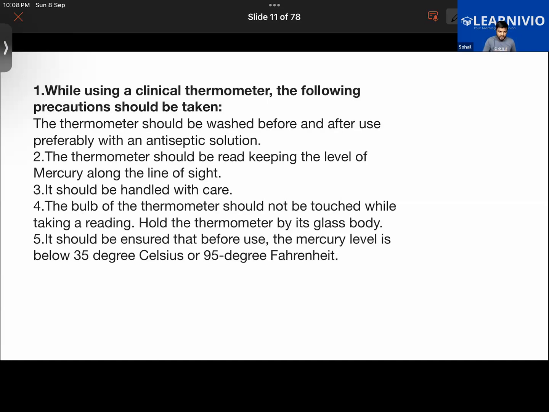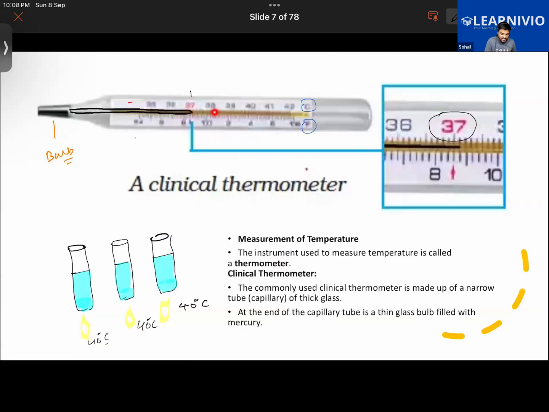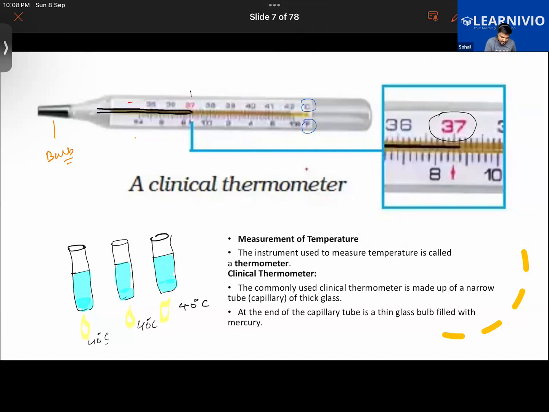Also, before we use this, we must give it a slight jerk like this, so that if the mercury is somewhere here or here, it falls back to the bulb and we are able to take the proper reading. That is one thing. Now, while we were looking at the structure, there was a very important thing in the clinical thermometer. You would have noted a kink here. It's not visible in this diagram, but there's a constriction over here, like this.